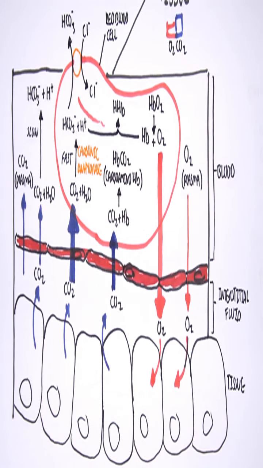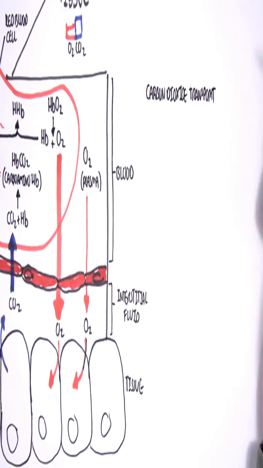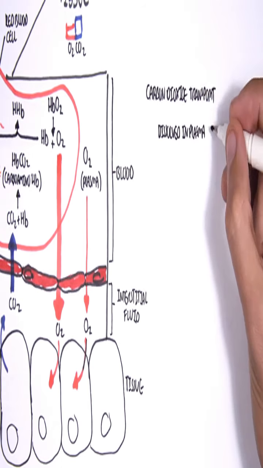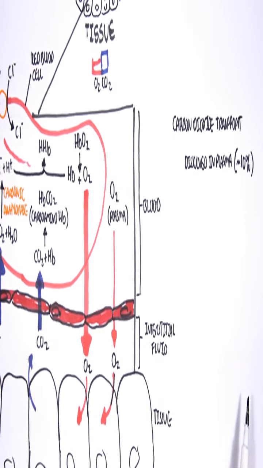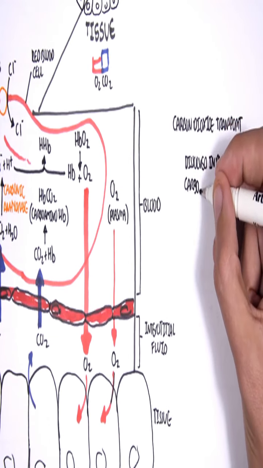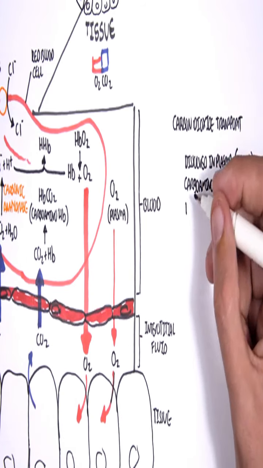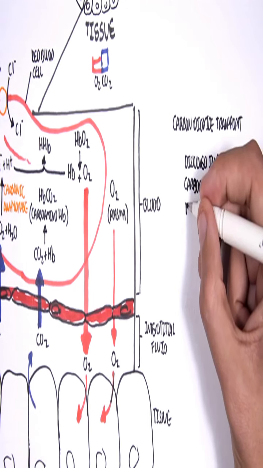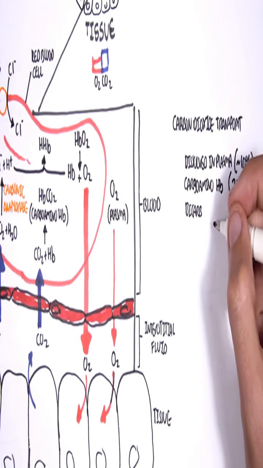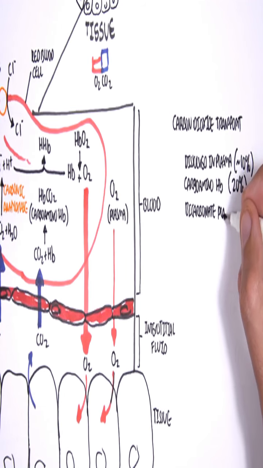So now if we're going to look at the ways carbon dioxide is transported in the blood, we know that there are at least three mechanisms. The first is that carbon dioxide can dissolve in plasma, about 10% of it. Or carbon dioxide can react with hemoglobin within red blood cells to form carbaminohemoglobin, and this is about 20% of the carbon dioxide being transported this way. And the last, which is the major mode of transportation for carbon dioxide, is as bicarbonate in plasma, and this is about 70% of the carbon dioxide.